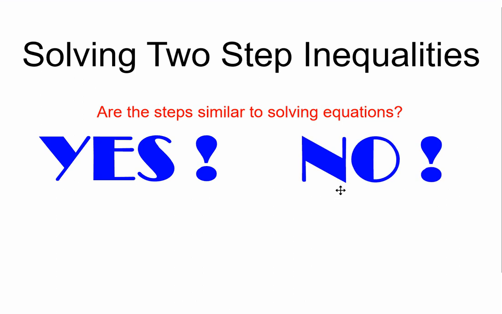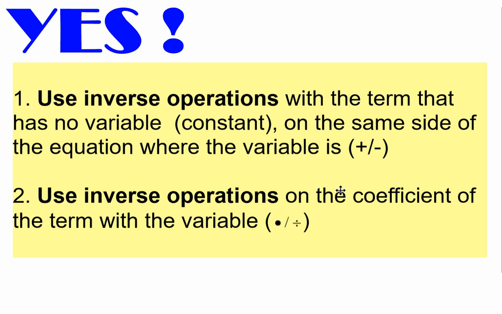Let's take a look at the yes first. We are going to keep the same steps. Step one is to use inverse operations with the term that has no variable, in other words, the constant, on the same side of the equation where the variable is. So we're going to be doing some adding or subtracting. Step two, we're going to use inverse operations on the coefficient of the term with the variable. In other words, we're going to multiply or divide. So those two steps haven't changed, very similar to equations.